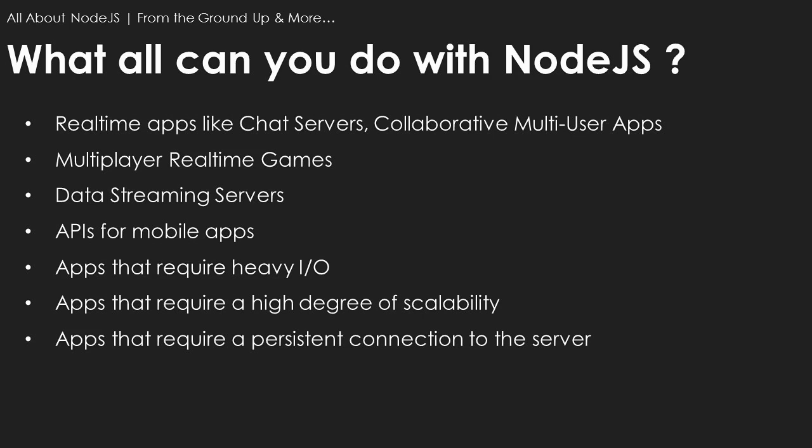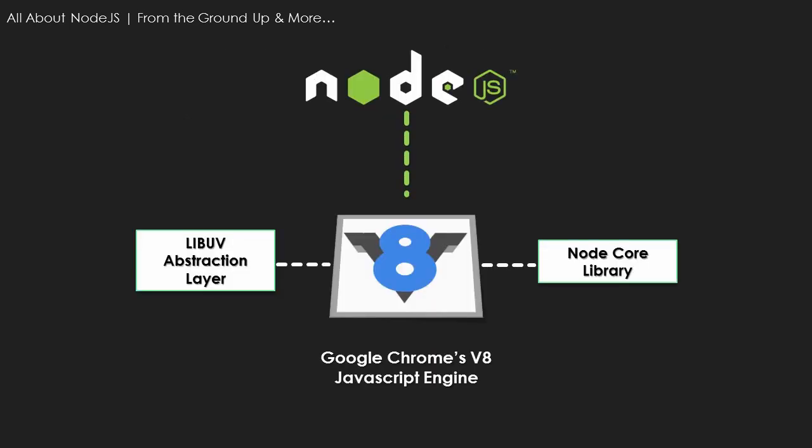Node's unique ability to provide non-blocking I/O makes it perfect for apps that require a high degree of scalability with basically a persistent connection to the server. In its fundamental design, Node.js is based on the highly popular Chrome V8 JavaScript engine by Google. V8 runs inside the Chrome browser and Node.js implements V8 on the server.